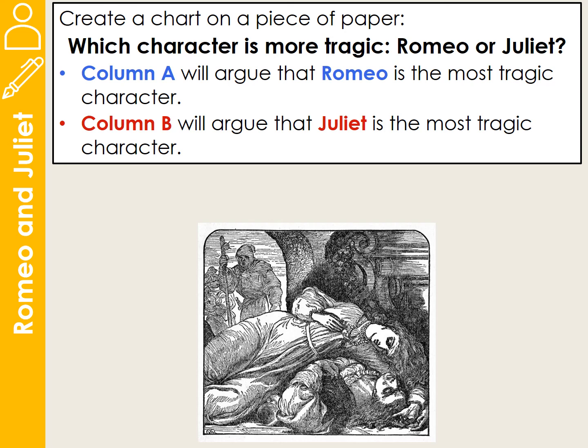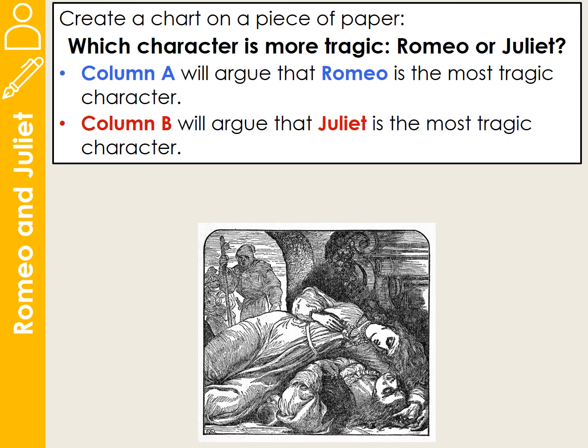Okay, grab yourselves a piece of paper and create a chart on there. This is just for your notes, so don't worry too much about keeping it super neat. It just needs to be something that you can work from, all right? You're going to create a chart. It needs 2 columns, and we're going to be thinking about which character is more tragic, Romeo or Juliet.